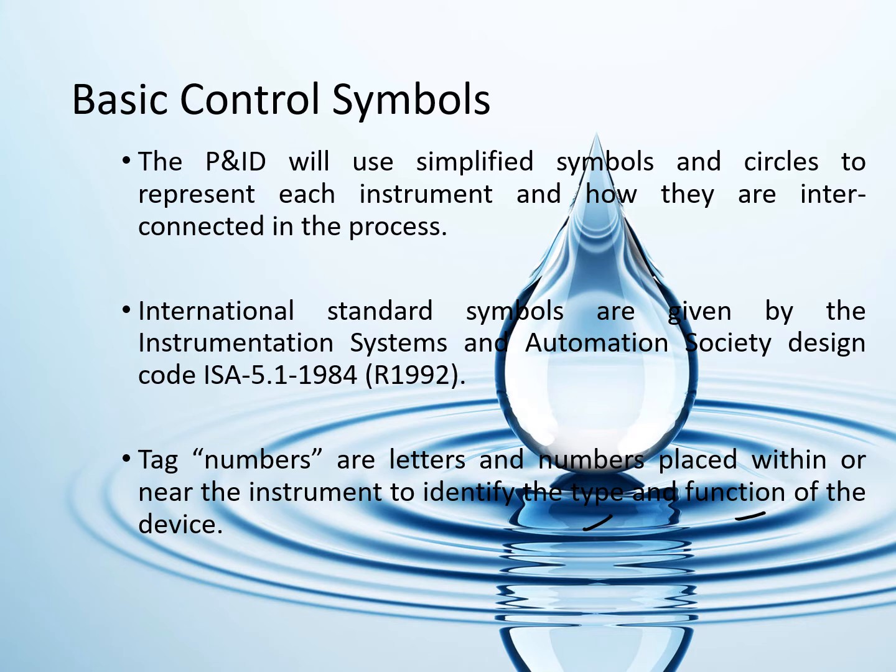In P&ID we also have a tag number. That tag number is letters and numbers placed within or near the instrument to identify the type and the function of the device.